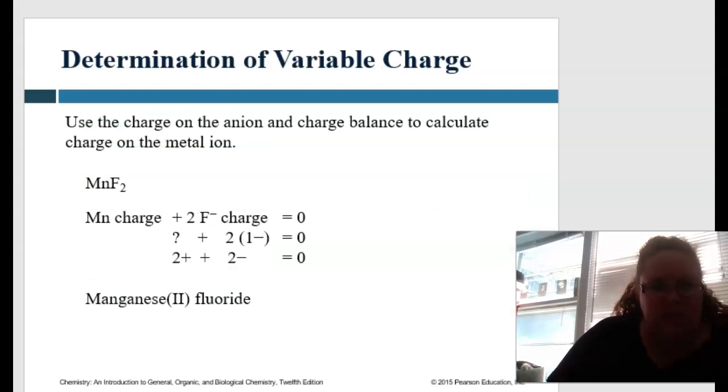So how do we use this to determine that variable charge? Well, we're going to use the charge on the anion to balance and calculate the charge on the metal ion. So for this one, the manganese has a +2. The F has a charge of -1. So how many are we going to end up having to have of the manganese to offset the -2? That's going to be 2, because it's 1 each positive, 2 positives plus 2 negatives equals 0. So then that ends up giving you the manganese fluoride.